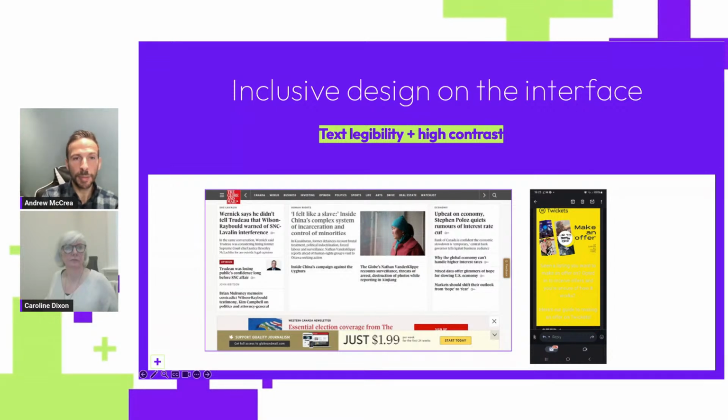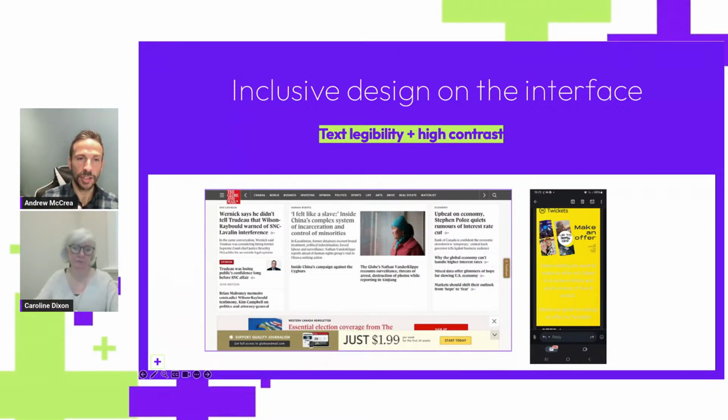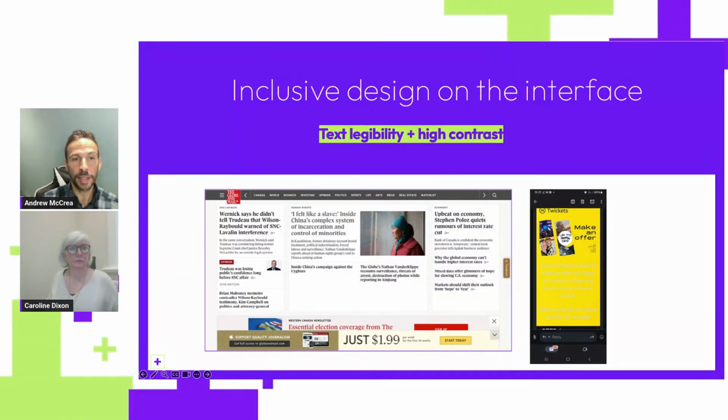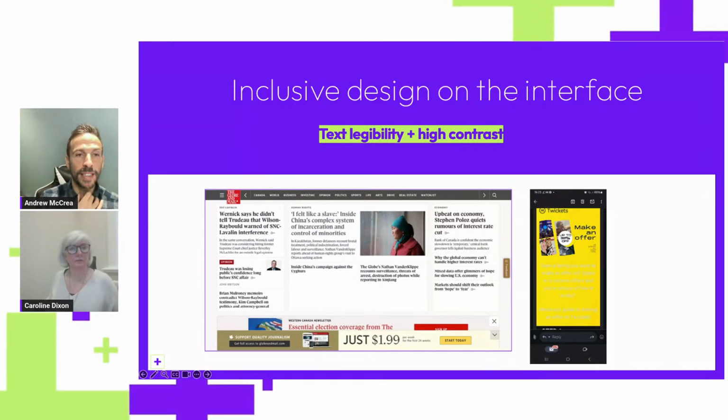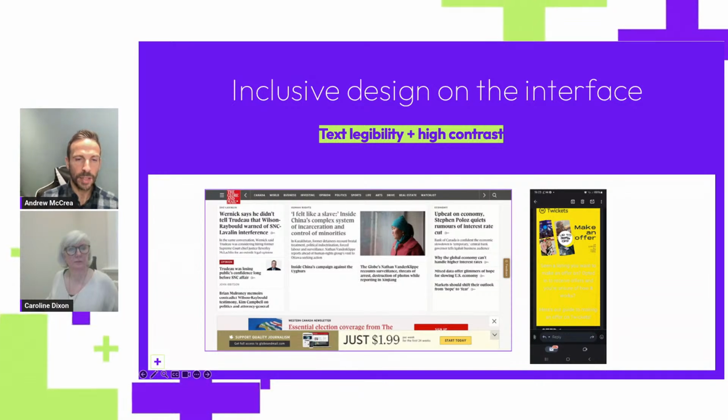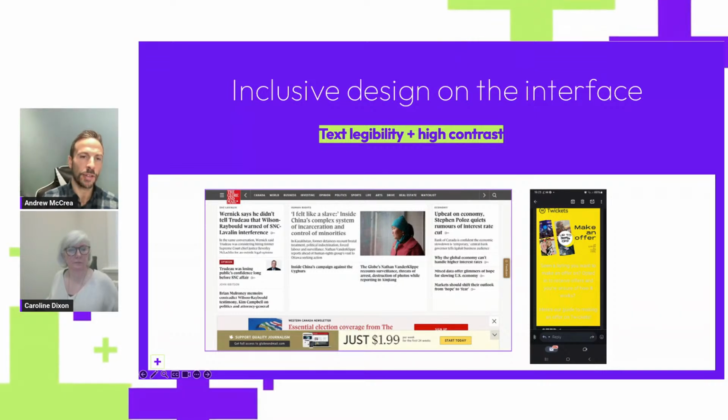When it comes to text legibility and high contrast, again, this is stuff we see day in, day out, and we see different examples of it working poorly and working well. The examples here are quite poor because on the newspaper publication, the Globe and Mail, you've got so much text density that it affects the readability of what you're trying to actually focus in on, a particular article.